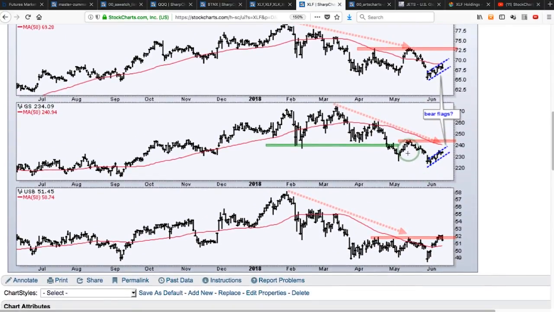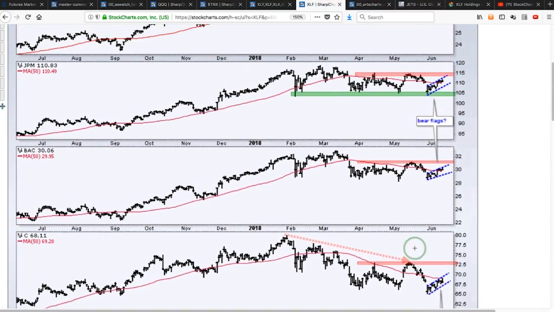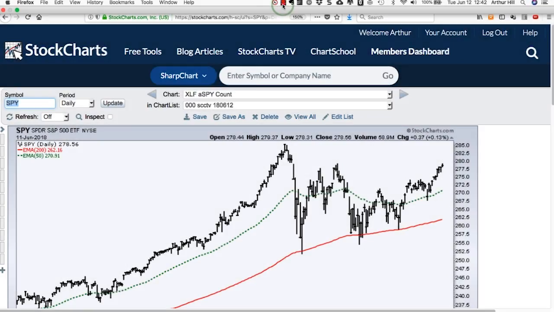Down here we have Goldman Sachs. I mean, this is one of the weakest. Broke support there, a lower low here in late May, early June, and what looks like a bear flag. And the same thing with U.S. Bank. Trying to break out there, but failing. And look at that, was a lower low. So not a lot of strength within the finance sector among the big banks.